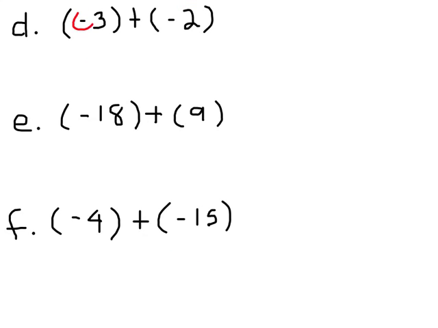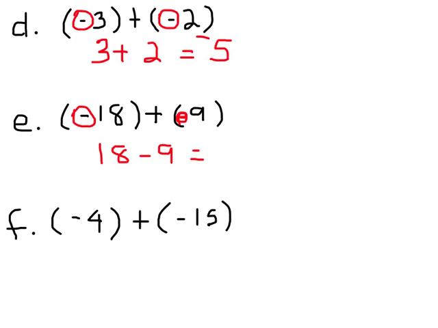Alright, in D, I've got a negative and a negative, so this is going to be an addition problem. 3 plus 2 equals 5, but the sign was negative, so I'm going to attach that negative to that 5. In E, I've got a negative number and a positive number. See, there's nothing here, so I'm going to say that's positive 9, so it's 18 minus 9 is 9, and 18 is larger and it is negative, so my answer is going to be negative 9.